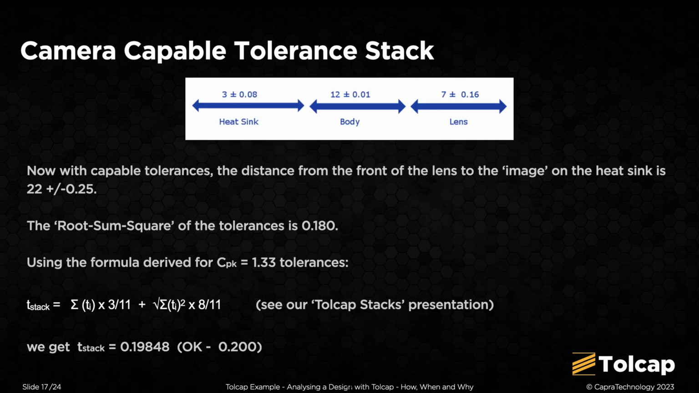Now with these capable tolerances, the distance from the front of the lens to the image on the heatsink is 22 plus or minus 0.25 millimeters, worst case, the 0.25 being the sum of the tolerances. The root sum square of the tolerances is 0.18.